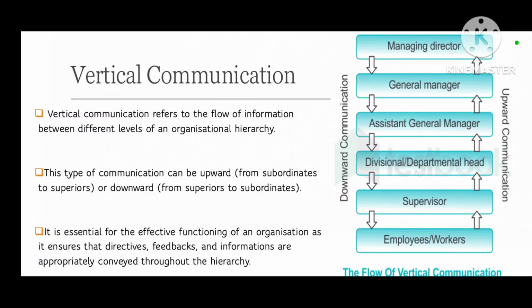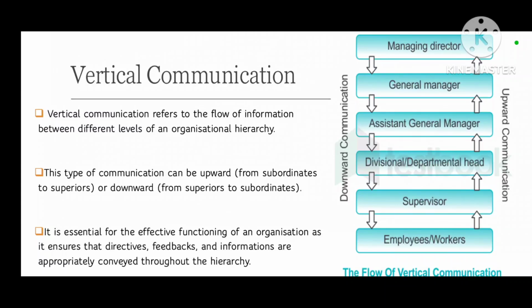Right. The second point is this type of communication can be upwards from subordinates to superiors, or downwards from superiors to subordinates. So when we talk about vertical communication, it has 2 subcategories. The first is downward communication and the second is upward communication. When we use the word downward, the communication flows towards the direction of down, towards the downside.